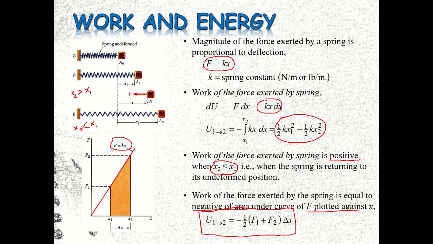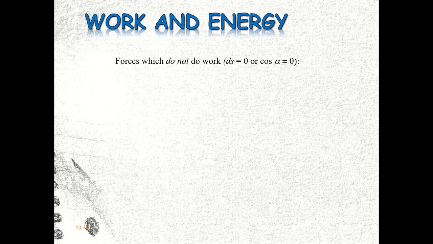So work from F1 from 1 to 2 is equal to negative 1/2 of the sum of the two forces F1 and F2 multiplied by delta x, the difference of this displacement. Okay, so I hope you're ready now for our problem.